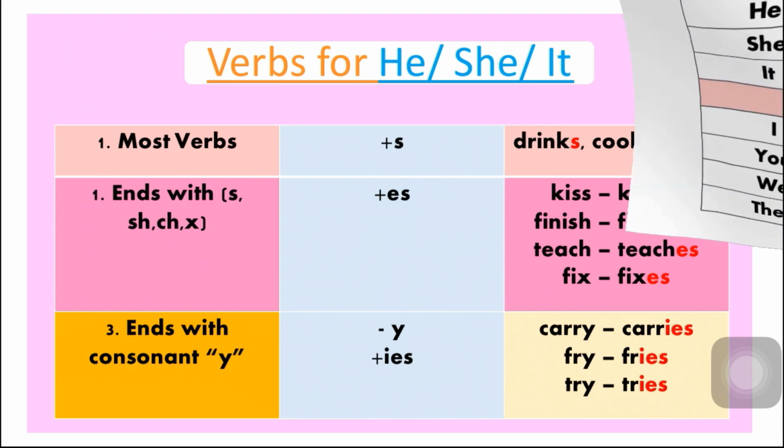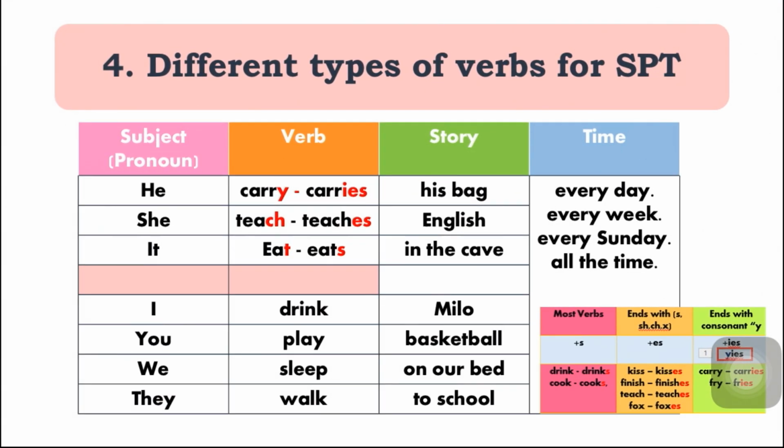Whereas for I, you, we, and they, we do not need to plus any s to the verb. You can see here. Do not need to plus any s to your verb.